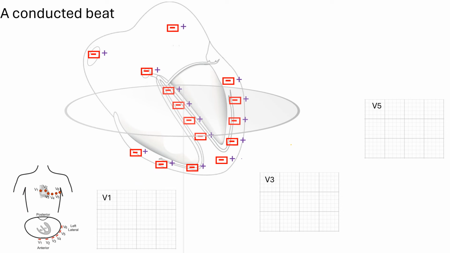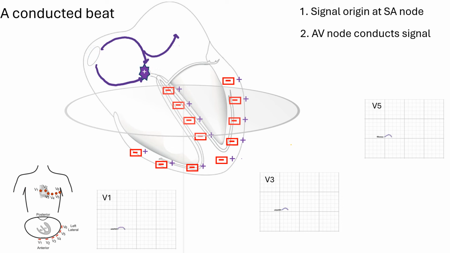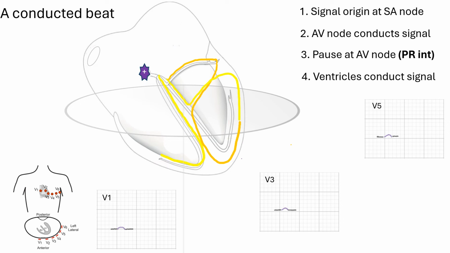Before approaching abnormal conduction, let's look at a normally conducted beat. The signal starts in the atria at the SA node, then gets conducted by the AV node. There's a pause at the AV node, then it's conducted by the ventricles.